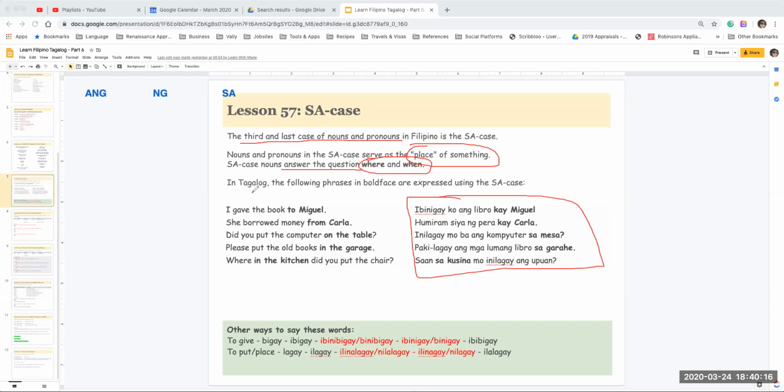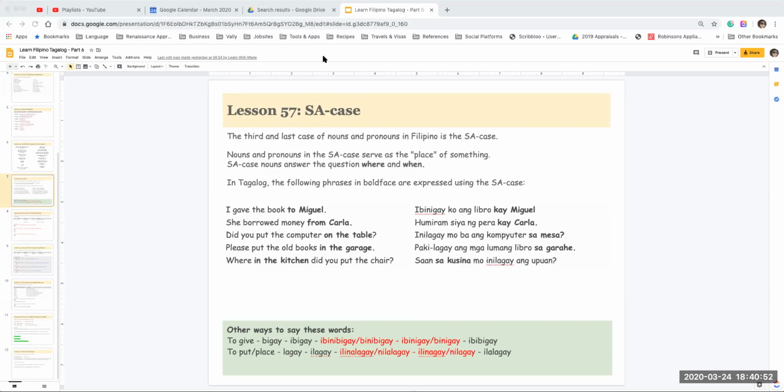Ibinigay ko ang libro kay Miguel. Humiram siya ng pera kay Carla. Inilagay mo ba ang computer sa mesa? Pakilagay ang mga lumang libro sa garahe. Saan sa kusina mo inilagay ang upuan?